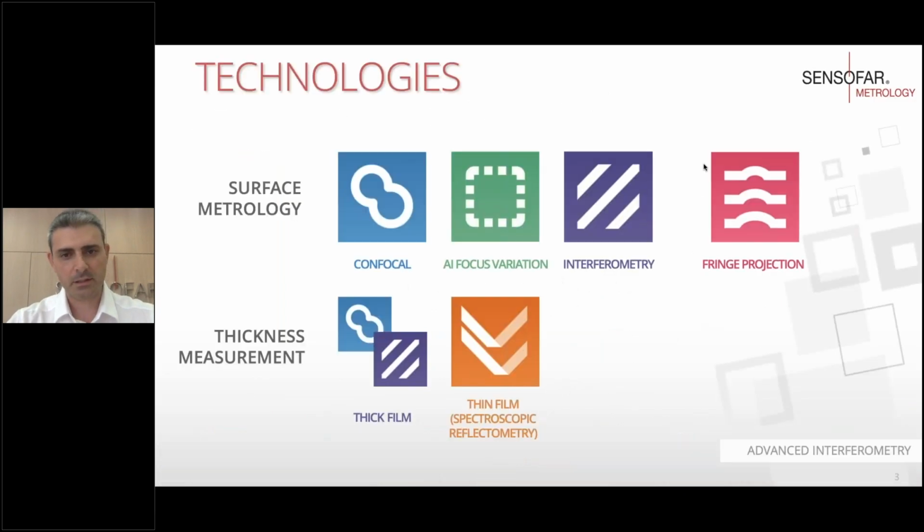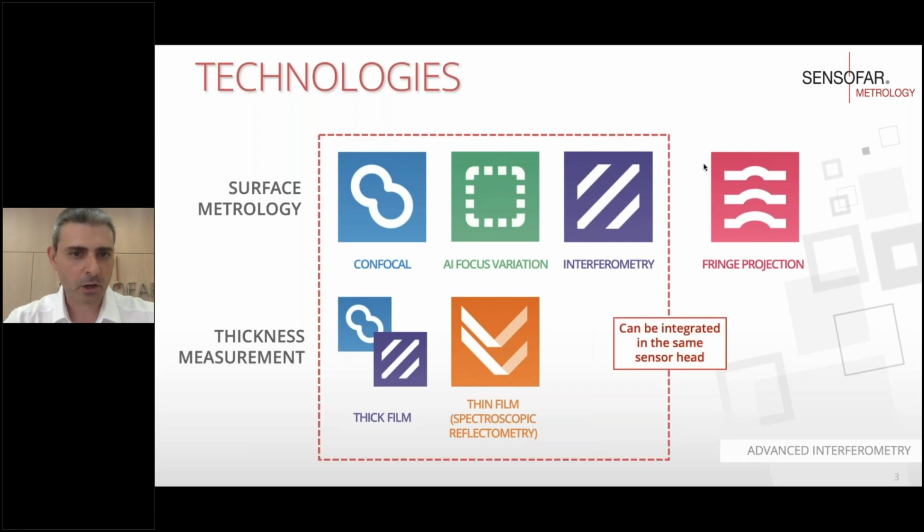So let's introduce to you a little bit the technologies we use at Sensofar and the portfolio of the products which are using those technologies. This is a subject that we are covering these days with other webinars, but just to refresh you a little bit. So we use confocal, active illumination, focus variation, interferometry, and fringe projection technology. And also we use thick film measurements using confocal and interferometry, and spectroscopic reflectometry for the measurement of thin films. The first three technologies, confocal, focus variation, and interferometry, are the three ones that we can combine in a single instrument, a single measuring sensor head.